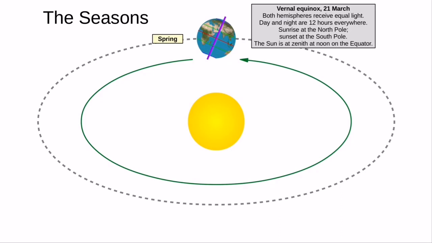In the Northern Hemisphere, this marks the first day of spring. I'm going to talk about northern seasons here. For the Southern Hemisphere, everything is the same 6 months later.